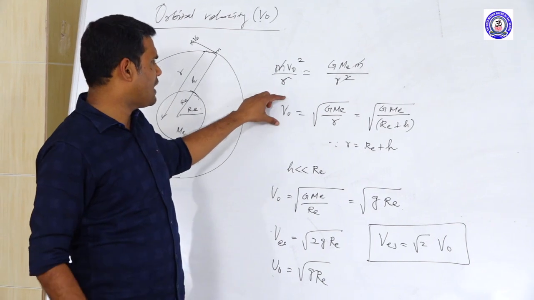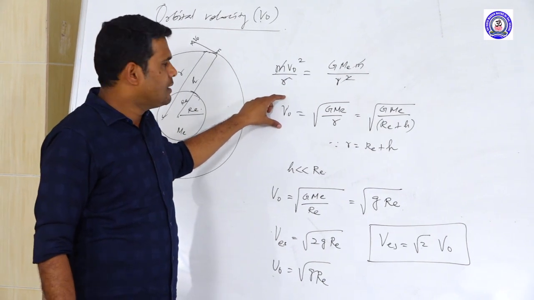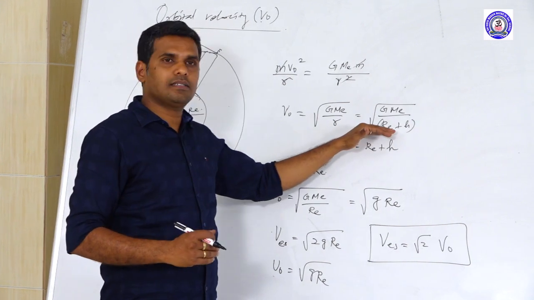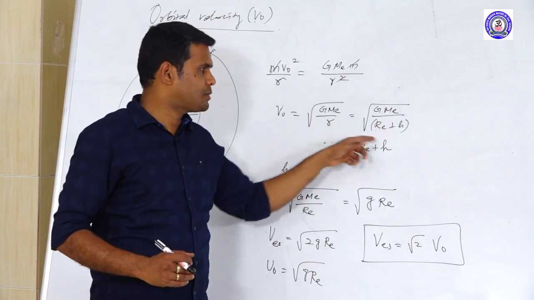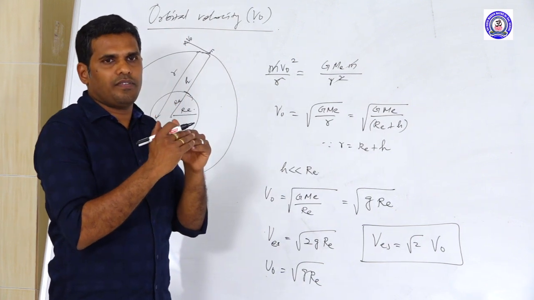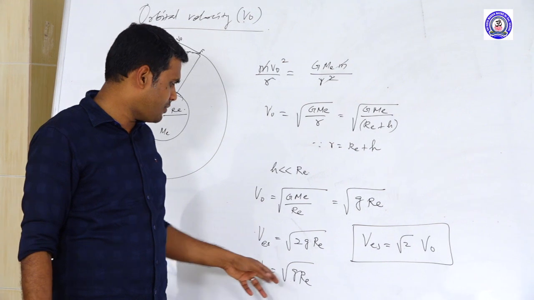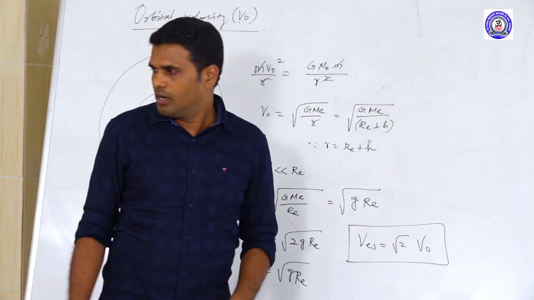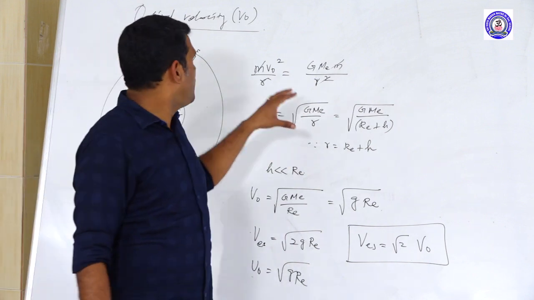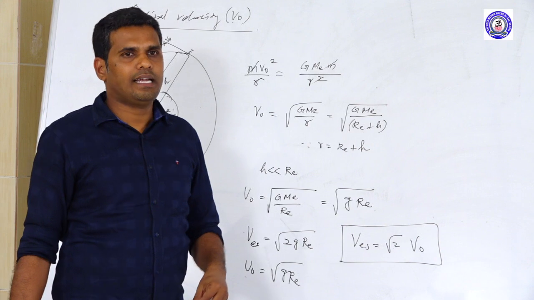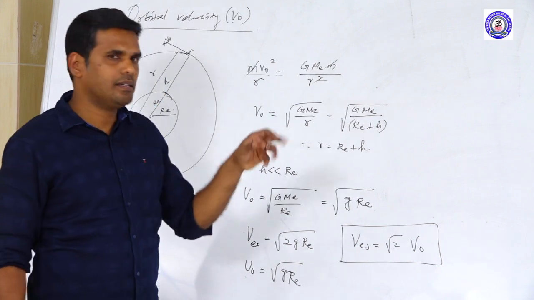When you are asked to calculate the orbital velocity for heights comparable to the radius of the Earth, then you have to go on with this expression. If the heights are close to the surface of Earth, then you can go directly with Vo equals square root of gR. Right? Now, we can speak about the time period of revolution of the satellite around the Earth.